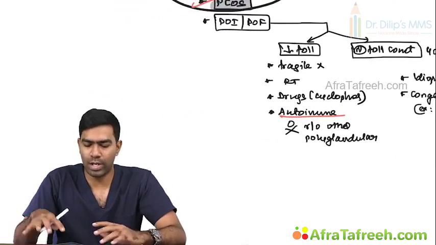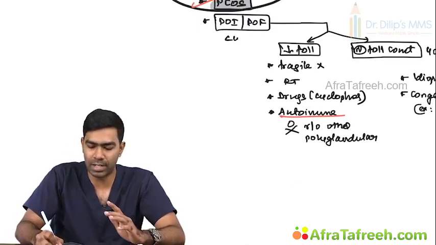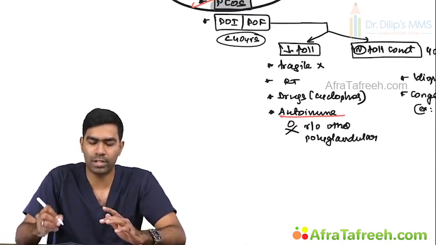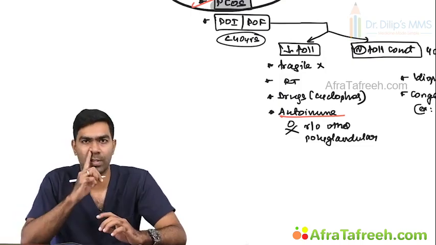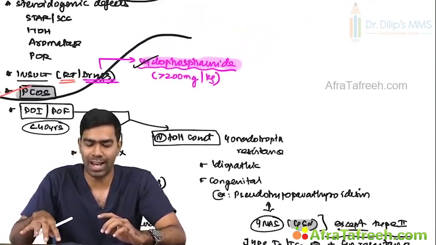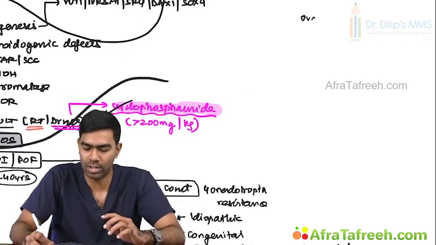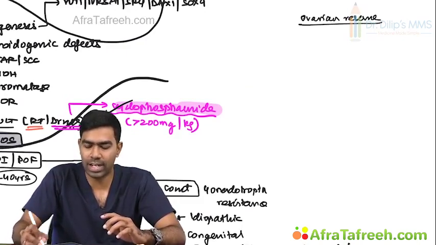So premature ovarian insufficiency or premature ovarian failure, the definition means the patient has achieved menopause or ovarian insufficiency before 40 years of age. This is the definition. So in any ovarian cause, it is imperative to find out your ovarian reserve. It is a very important test for infertility as well.